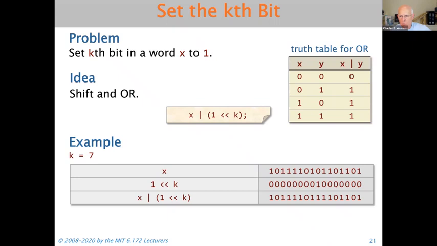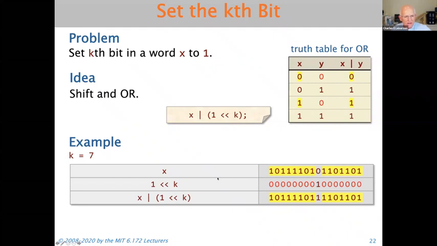So we shift 1 to the left 7 bits, which makes a word with a 1 in the 7th position, because we index on the right-hand side from 0, and a 0 everywhere else. This kind of word is called a mask. Then ORing the mask with x produces the answer. Okay, it sets the bit.